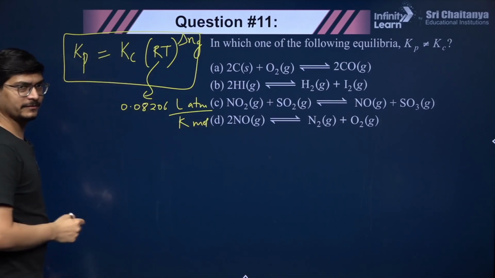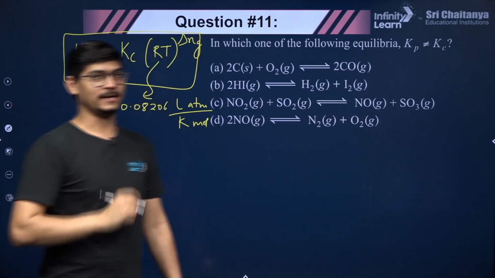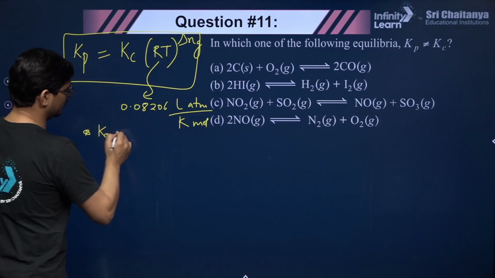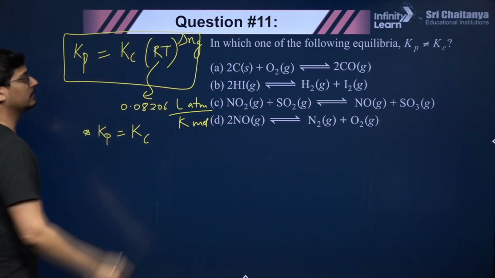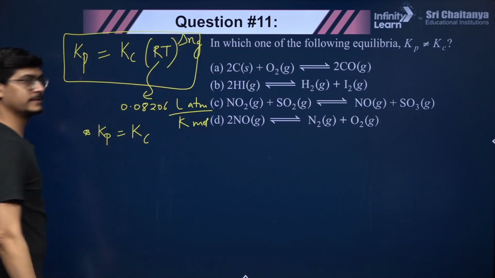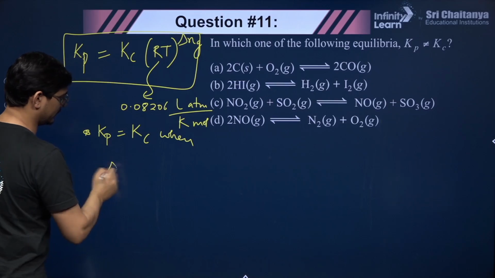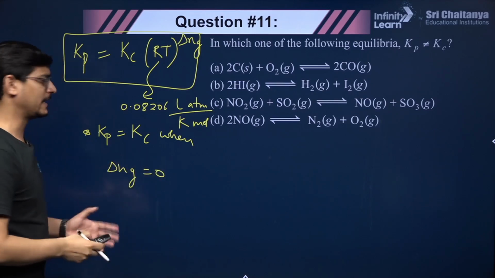Temperature has to be in Kelvin, and delta Ng, you remember, is the gaseous moles of products minus gaseous moles of reactants. There are only two cases when Kp is equal to Kc, right? Of course Kp will be Kc when this term is 1. This term is 1 when the power is 0. So Kp is equal to Kc when delta Ng is 0, that is either there are no gases or the gaseous moles are equal.